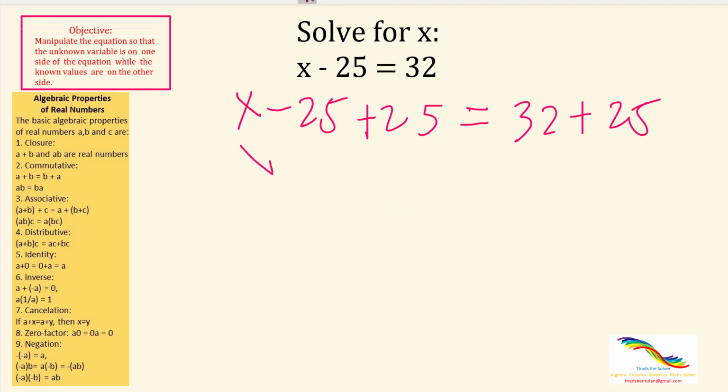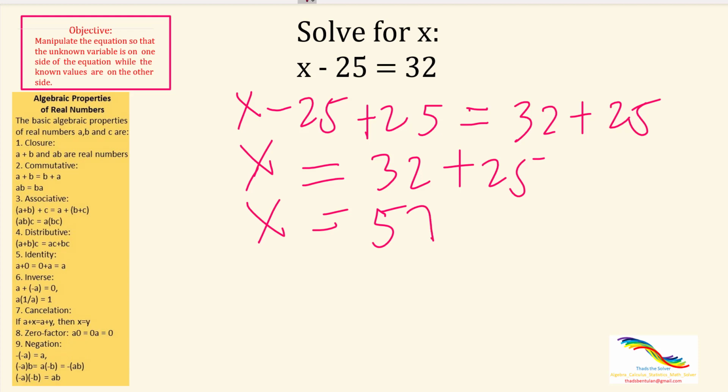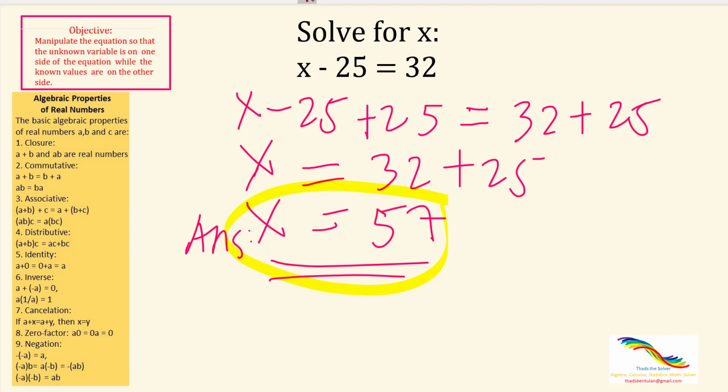So x is now isolated on the left-hand side of the equation, because minus 25 plus 25 equals 0, so x equals 32 plus 25. Therefore x equals 57, and that is our answer. If we need to underline it twice, we underline it twice. It's up to you.